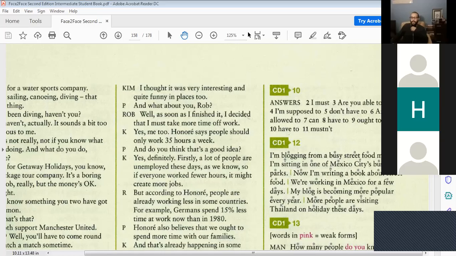Okay. Still, I think slow. No, the problem is here. How do you say this, Sana? I'm. Yes. Okay. I am blogging from a busy street food market. But you're still doing it in two syllables. I'm. I'm. Okay, remember it's one syllable. I'm. Okay, Hajar.